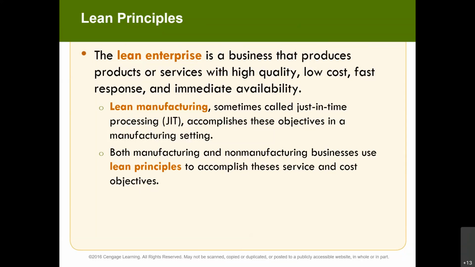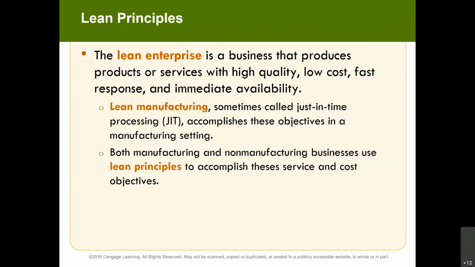So let's talk about what is lean. What are lean principles? In a lean enterprise or a lean business, this is a business that produces products or services that are of high quality, low cost, with fast responses, and are available immediately. Some examples of a lean enterprise would be things like a grocery store can be considered a lean enterprise because they have high quality products at relatively low cost. They're on the shelves quickly and they're available immediately. Well, most things are. That's the concept of a lean enterprise.